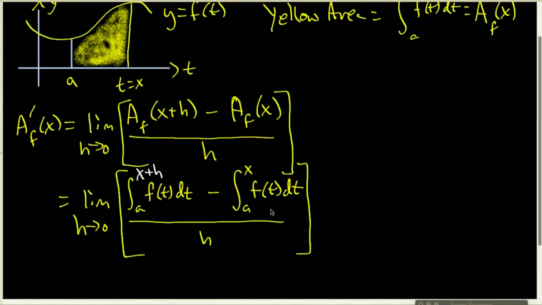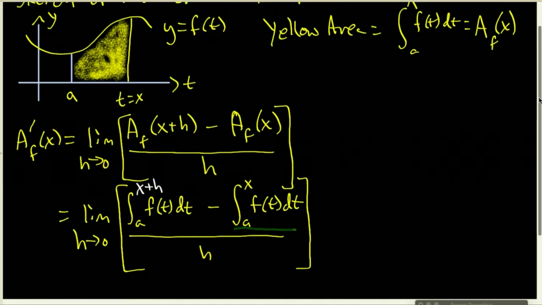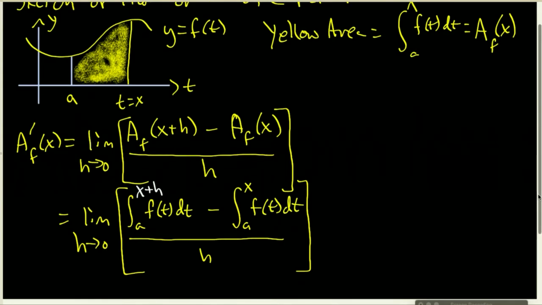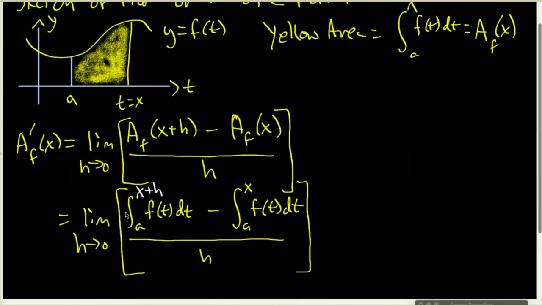Now, this chunk here, I know what that is. That's this yellow area up here. We said that right up here, if you recall. The yellow area is equal to A of x, which is this integral. So the question is, what is this integral?